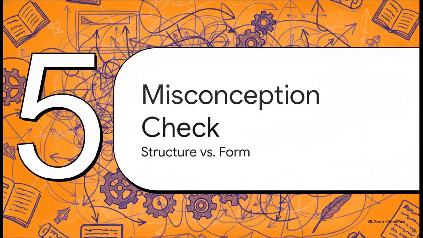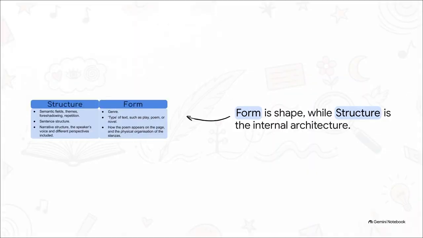Moving into Section 5, our misconception and knowledge check. Okay, people confuse the terms structure and form all the time, literally constantly. But as you can see on the slide, they are definitely not the same thing. Form is the literal shape on the page. It's the genre, like whether it's a sonnet or a ballad, and the actual physical organization of the stanzas.